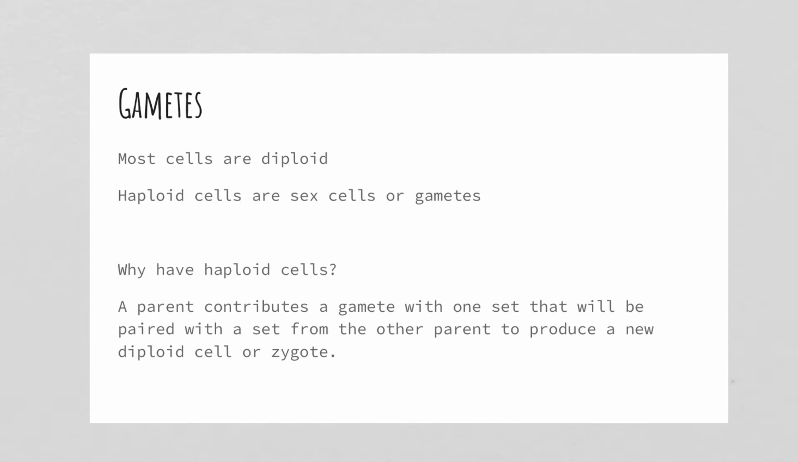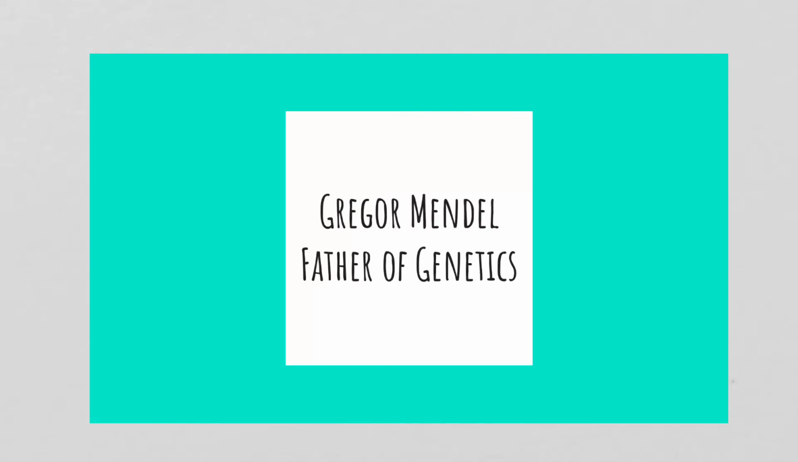So why do we have those haploid cells? Well, really that comes down to the fact that when you are making a new organism, your parents are going to contribute a gamete, sperm or egg, with one set of chromosomes that will be paired with a set from the other parent, and that would hopefully get that new diploid cell or zygote formed. So now we've gone over some of the basic terminology.